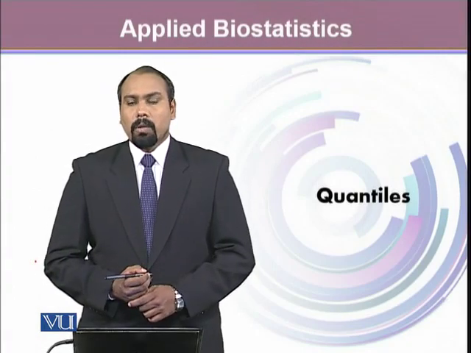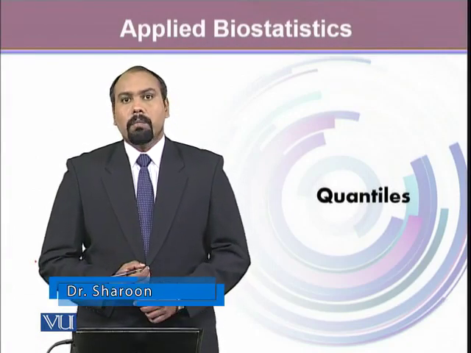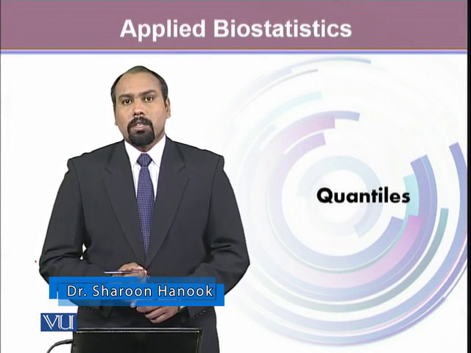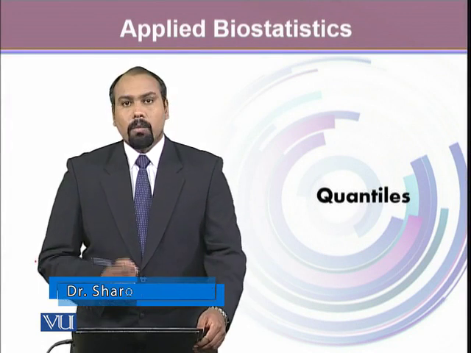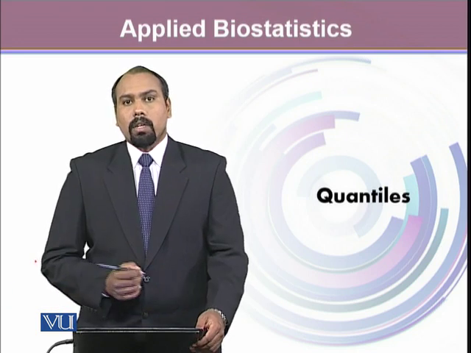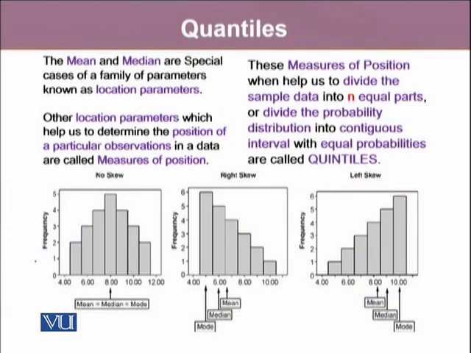In this module, we'll be talking about a few other measures that help us to describe our data. More specifically, we will talk about quantiles. Since we already know that mean and median are special cases of a family of parameters known as location parameters, and these are the parameters which also help us to describe the center of our data along the x-axis if we plot them.